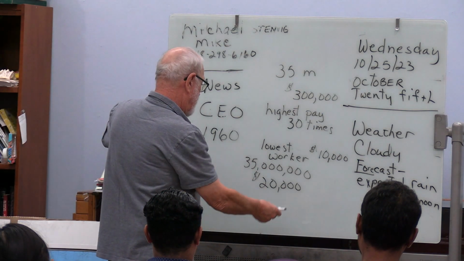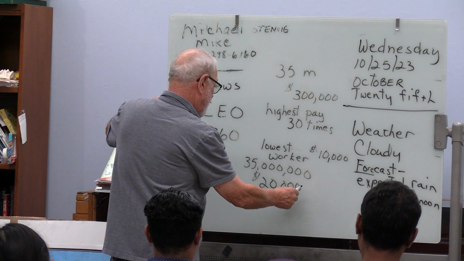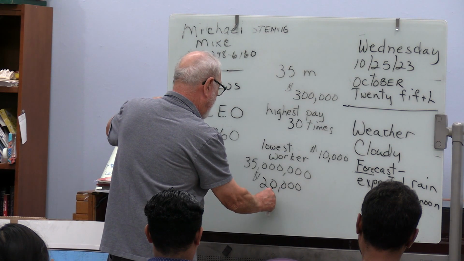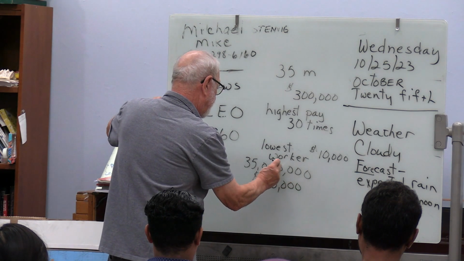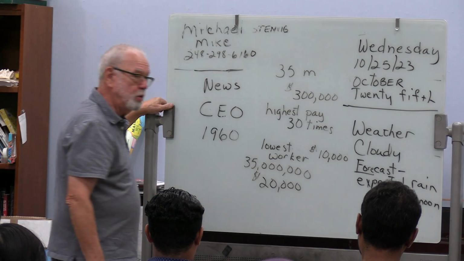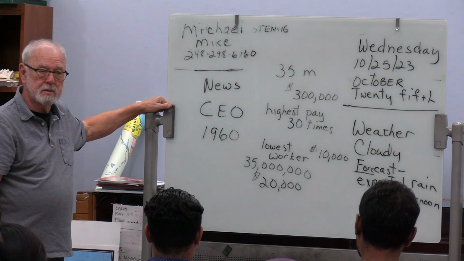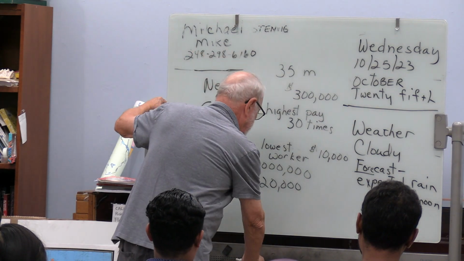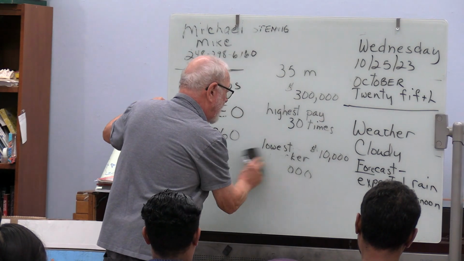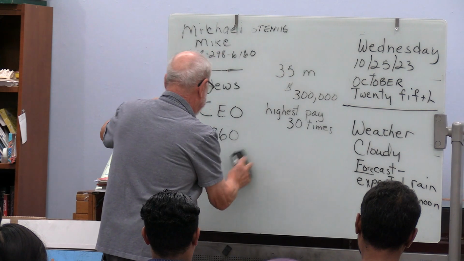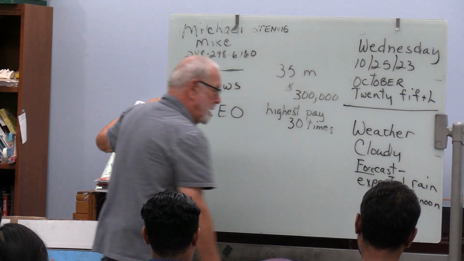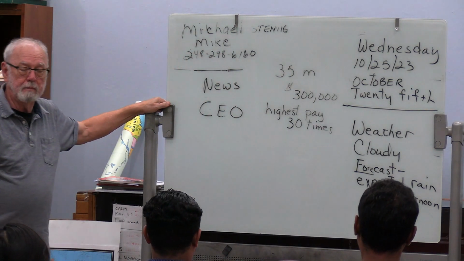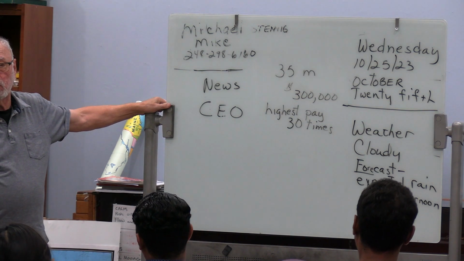Each zero is 10. So we've got 1, 2, 3, 4 tens. 1, 2, 3, 4, 5, 6. 2 tens is 100 times. 100 times. So that's why people are fighting for better pay. And some people even worse than that.